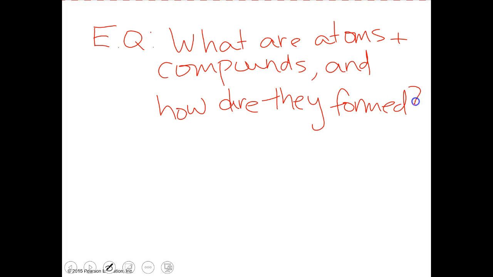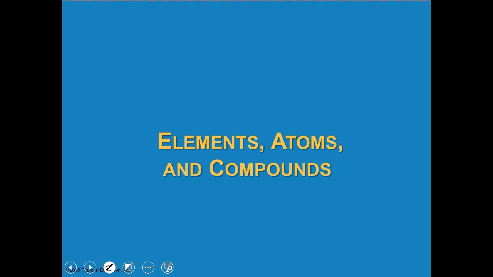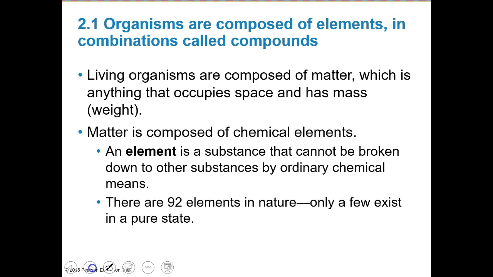You probably already know this, so this will be a good review for you. If you didn't quite get some of those things, then maybe it's a good time to go back over it. So let's go. Elements, atoms, and compounds.